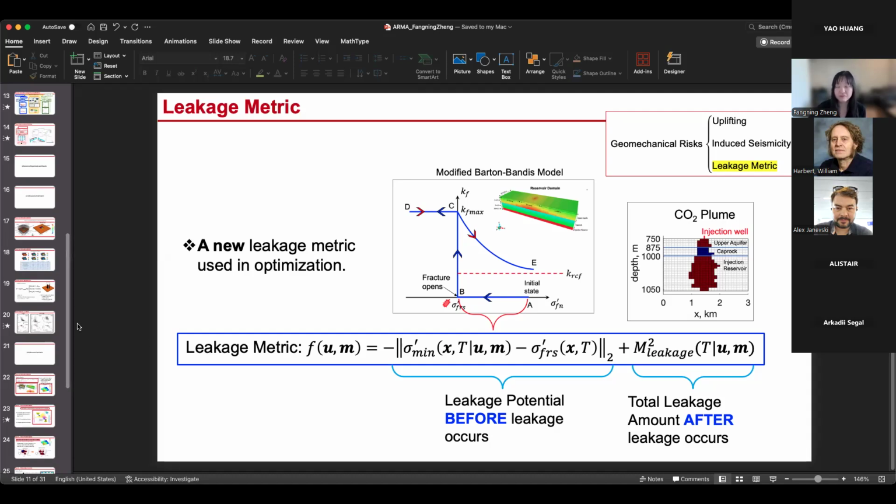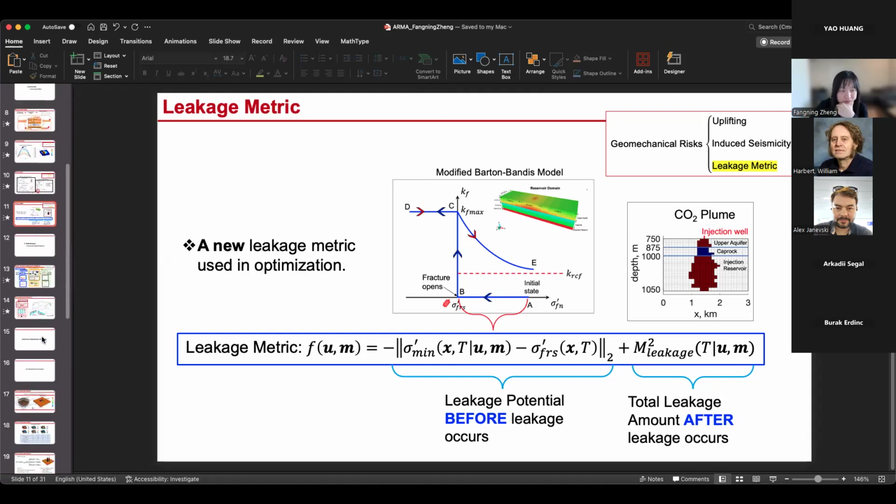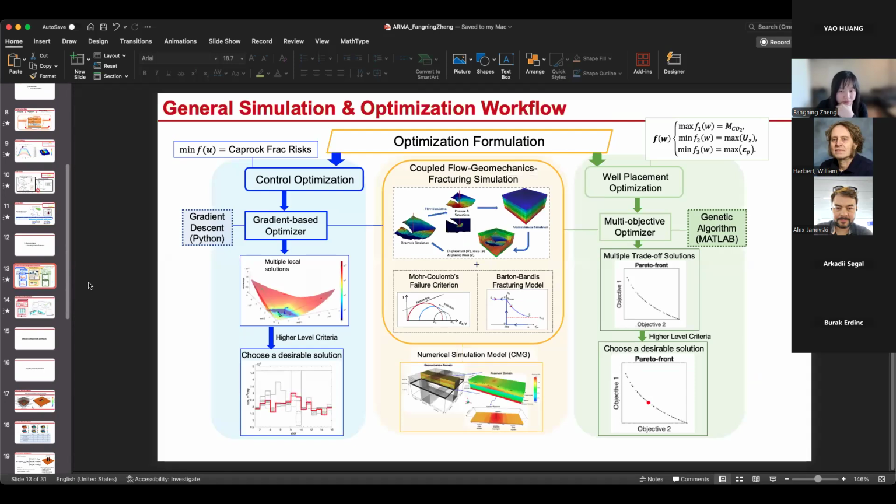Any other questions from the audience? Okay. Yeah, Fangning, I have a question, just for curiosity. I know your current and past research focuses on CO2 storage. Do you think all these methodologies, including this optimization and surrogate model, can be further applied to hydrogen storage? If it can, what will be the challenges and the differences?